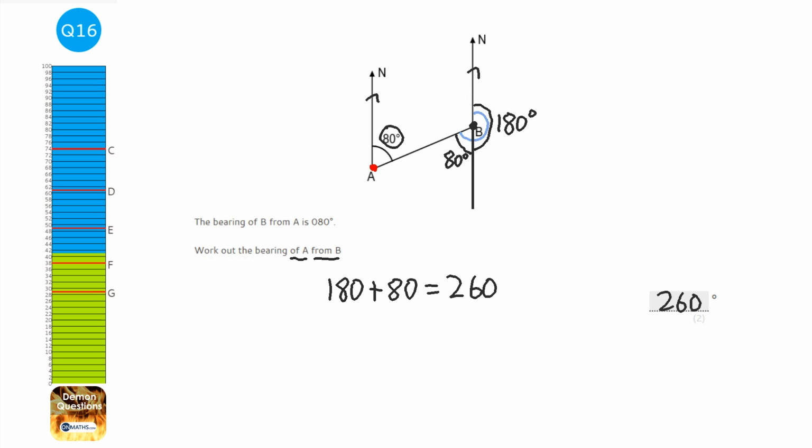Now there are other ways of doing it. You could have worked out this angle, because this angle and the 80 degrees over here are co-interior, or allied angles, whichever one you want to call them. So they will add up to 180. So we know that one's going to be 100. And then what we could have done is 360 take away 100, because the full circle is going to be 360, and we don't want the 100 one. You'd also get 260.